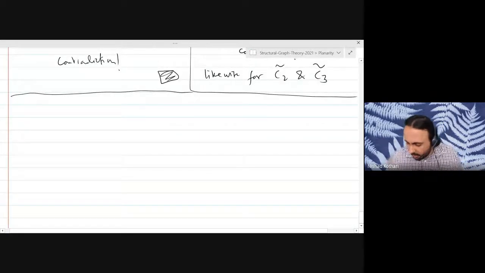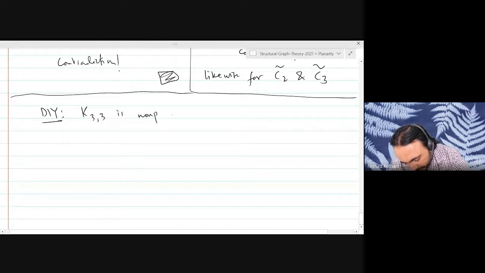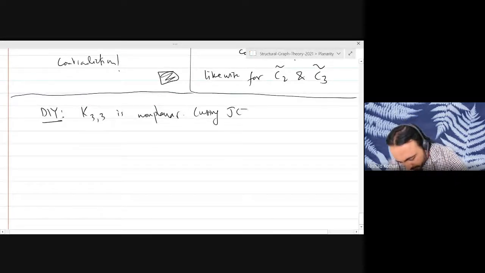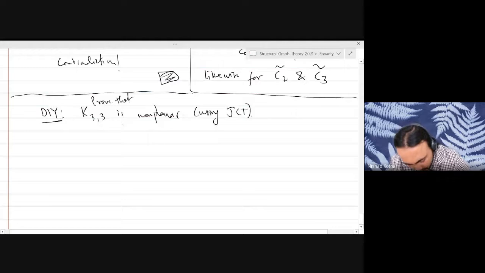Good. So what I want you all to do is try on your own to get a similar proof for the fact that K33 is a non-planar graph. Okay? Using the Jordan Curve Theorem. All right? And you might ask what kind of cycle you should start with. There are two possible cycles, a 4 cycle and a 6 cycle. I recommend using a 4 cycle.